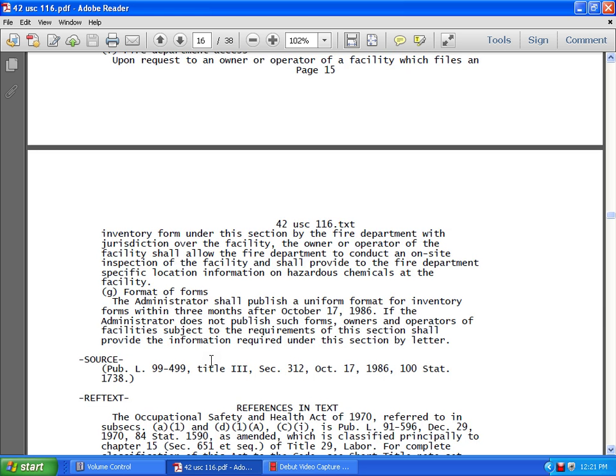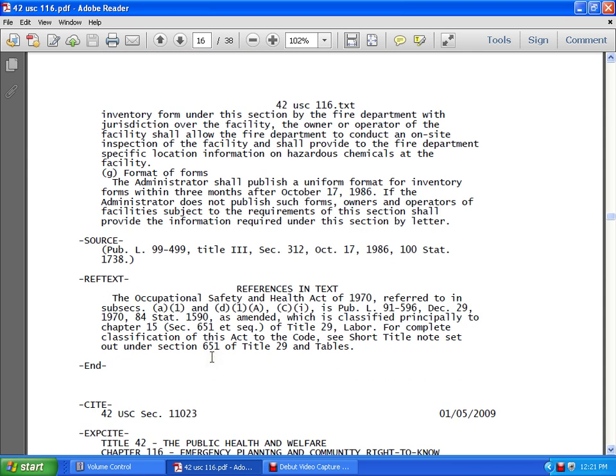Published as Public Law 99-499, Title III, Section 312, October 17, 1986, 100 Stat. 1738. References in text: the Occupational Safety and Health Act of 1970, referred to in subsections (a)(1), (d)(1)(A), and (c)(1), is Public Law 91-596, December 29, 1970, 84 Stat. 1590, as amended, which is classified principally to chapter 15, section 651 et seq., of Title 29, Labor. For complete classification of this Act to the Code, see the short title note under section 651 of Title 29 and Tables.